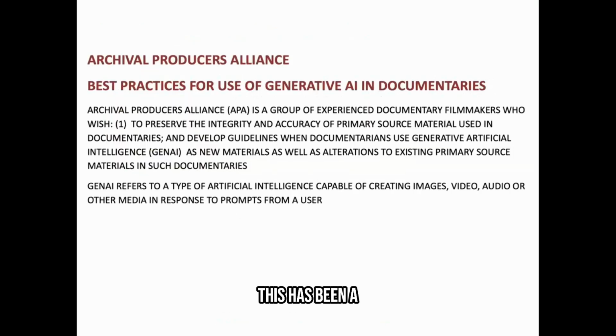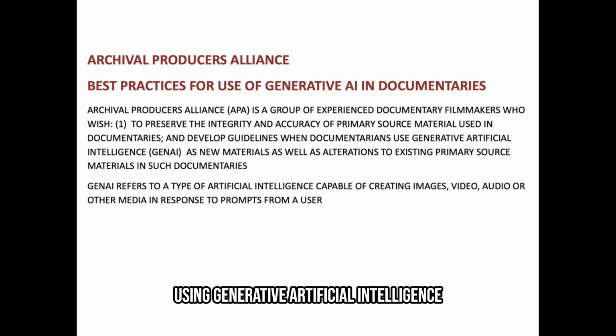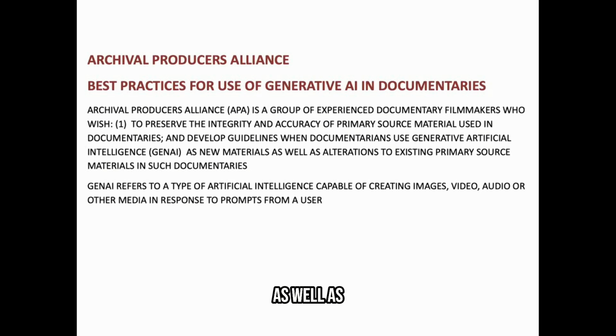Now, this has been a long time in coming, but the Archival Producers Alliance, the APA, is a group of experienced documentarians who wanted to deal with issues: one, to preserve the integrity and accuracy of primary sources, the actual real-life materials used in documentaries, and also to develop guidelines that documentarians could use when using generative artificial intelligence, Gen AI, as new materials, as well as altering existing primary source or real-life materials in those documentaries.